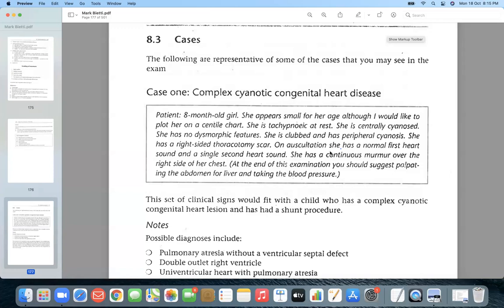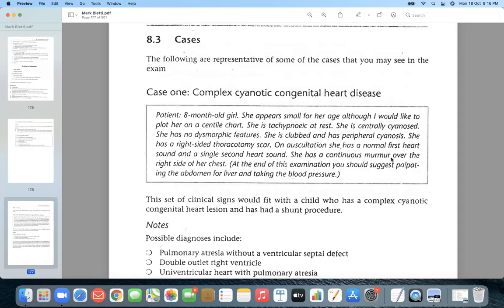On auscultation, she has a normal first heart sound and a single second heart sound. See, always you have to comment on the heart sounds first, then comment on the murmur. Don't jump directly to the murmur. A single second heart sound means there is no split.